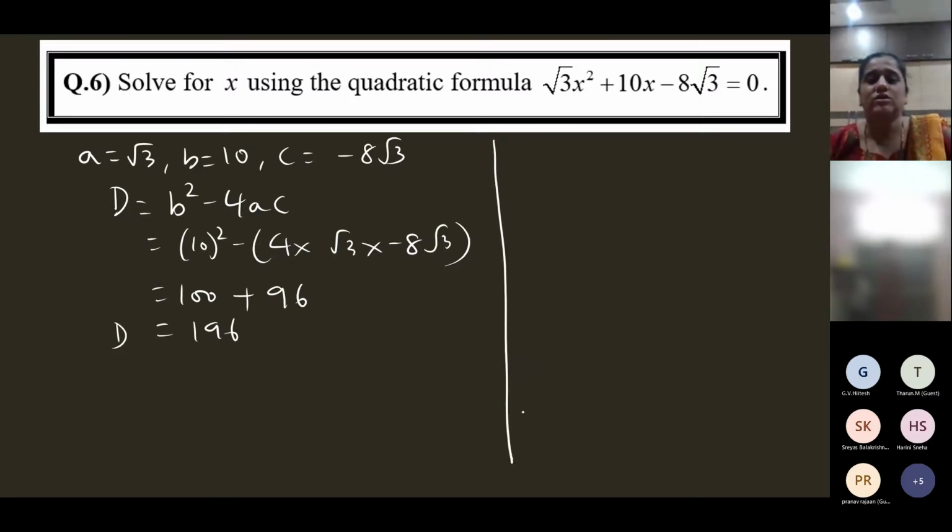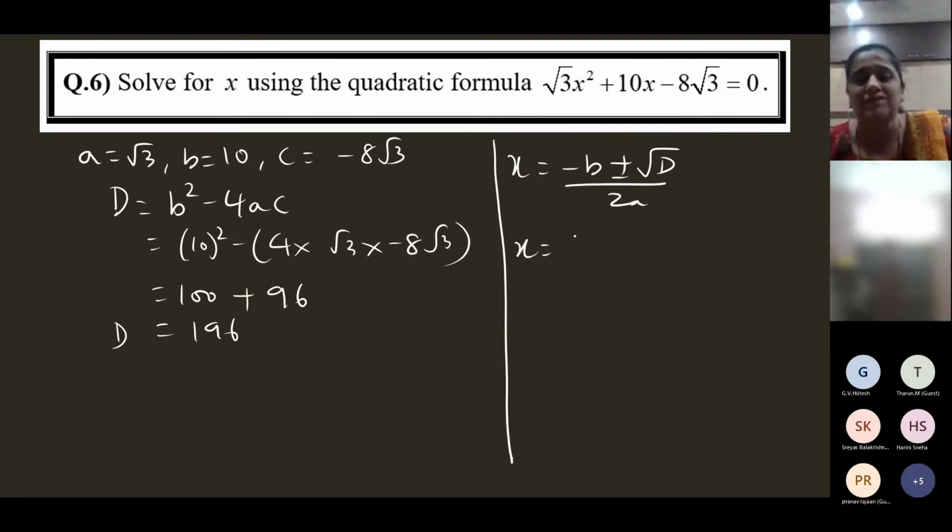Next, what should you do? x is equal to minus b plus or minus root D by 2a, where D is b square minus 4ac. Always see, step one: see if the equation is in the standard form. If it is not, you should put it in the standard form. Then bring out the values of a, b, and c. Then find the discriminant D. Now use the formula x is equal to minus b plus or minus root D by 2a.